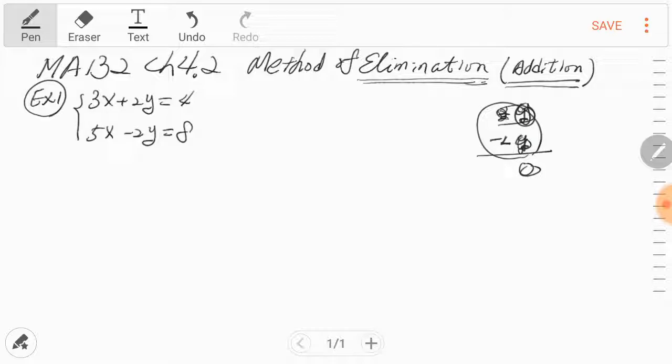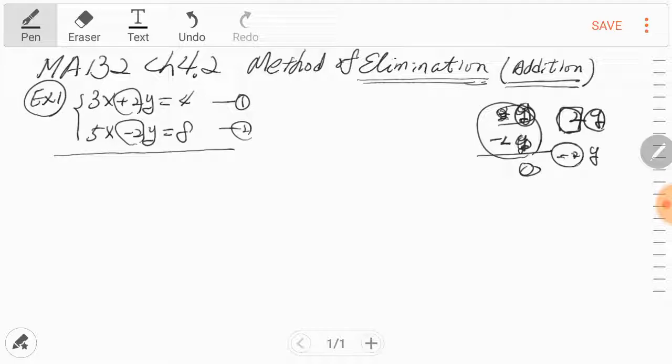In order to eliminate a variable, the coefficients of the variable have to be opposite each other. So if this is 2, then the other one has to be negative 2. In this example, the first equation and the second equation have the coefficient of y as 2 and negative 2. So why don't we just add these two equations?